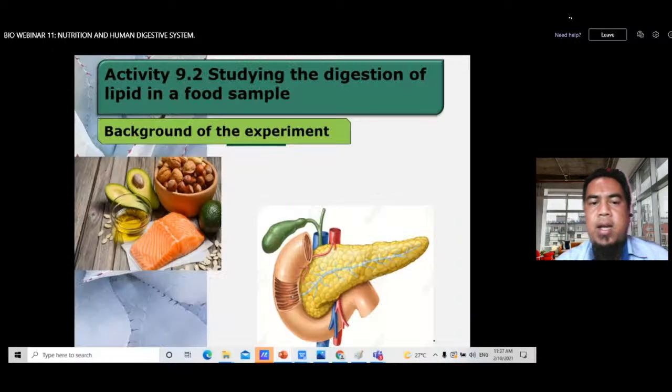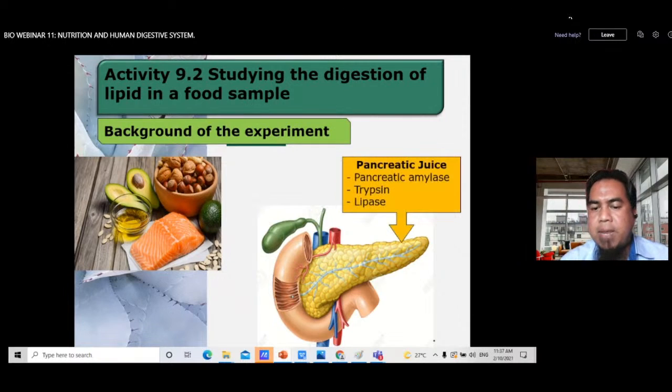That is activity 9.2, studying the digestion of lipid in food sample. The background of this experiment is about digestion of lipid that occurs in the duodenum. An important organ near the duodenum is the pancreas. It produces and secretes pancreatic juice. Pancreatic juice contains pancreatic amylase, which digests starch to maltose. It also contains trypsin, and it also contains the enzyme lipase.